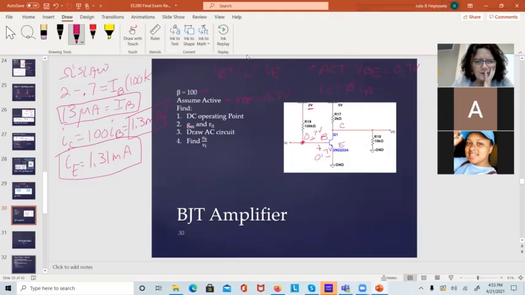Oh, what else can we get off of here? We can get VC. Did I even do that? Yeah, I did. Now that I've got the collector current, I can find the collector voltage. VCC minus VC equals IC RC. We can solve that for VC, we've got numbers for all that. This comes out to be 2 volts.